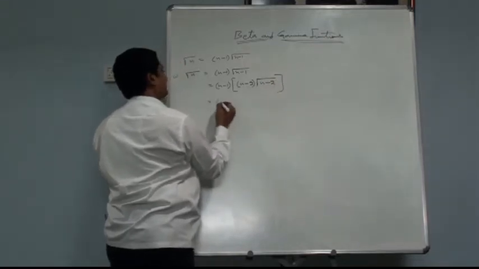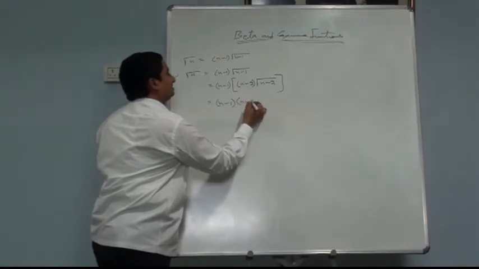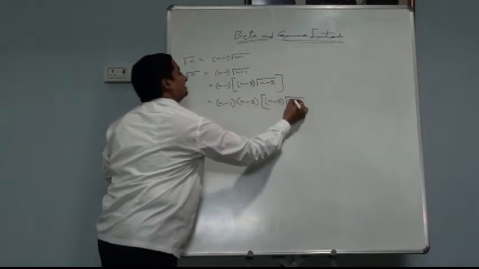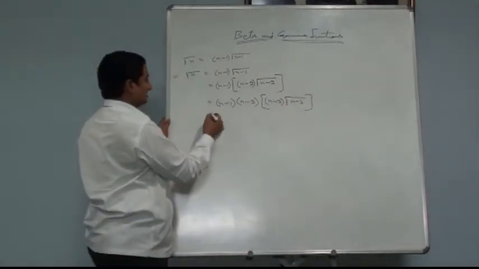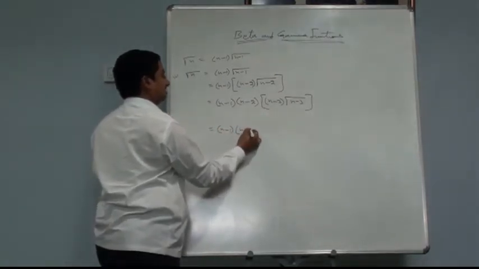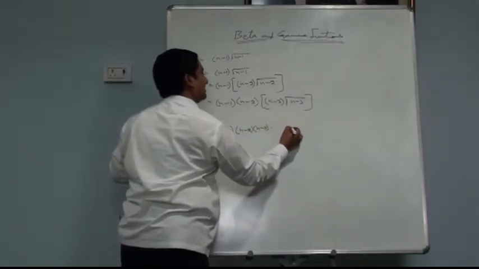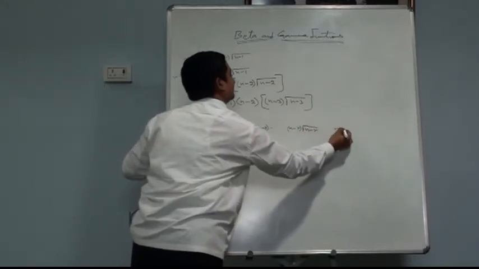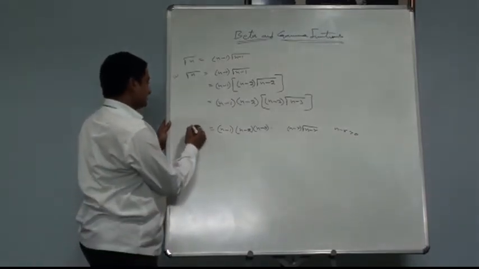Now if I continue the same repetition, applying it once again, this is going to be (n minus 3) into gamma (n minus 3). If I repeat this process r times, this is going to be (n minus 1) into (n minus 2) into (n minus 3) and so on, up to (n minus r) into gamma (n minus r). The only condition here is that n minus r is greater than 0. Now this is a relation.